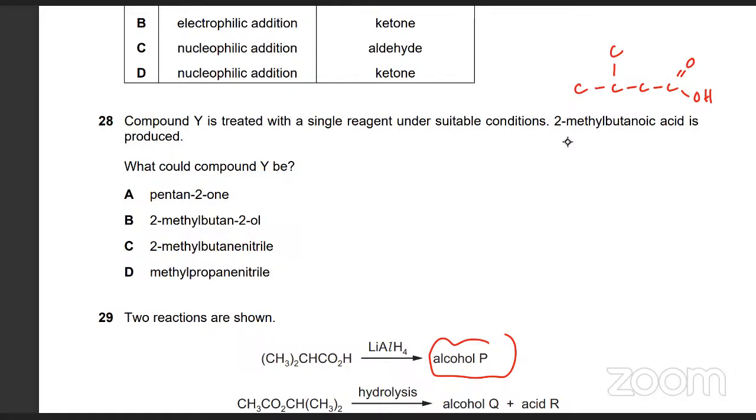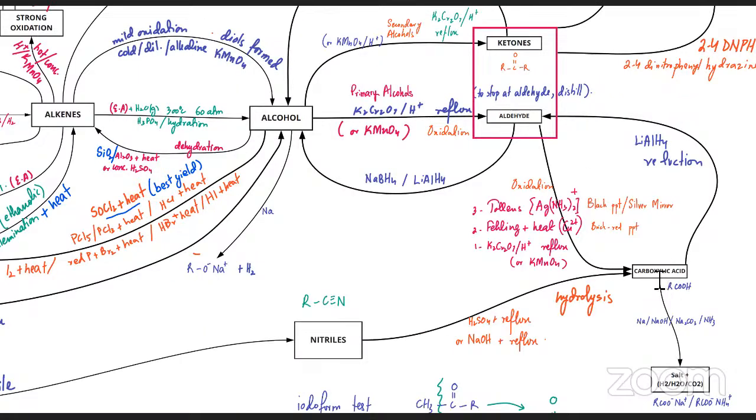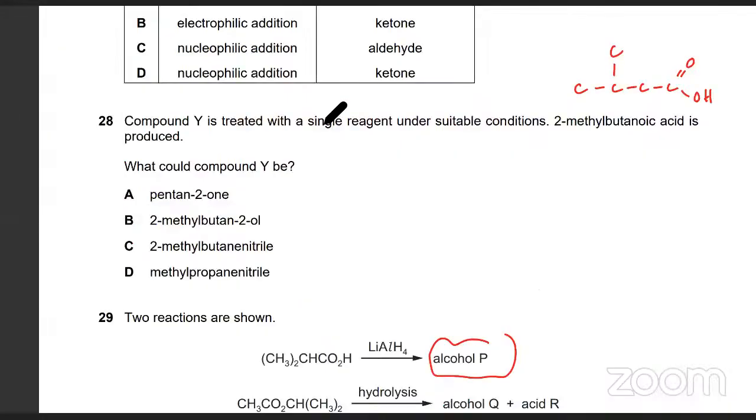So which molecule produces carboxylic acids? If you look at the chart again, carboxylic acids can be produced by oxidation of a primary alcohol or an aldehyde. So primary alcohol will get oxidized to an aldehyde, it will get oxidized to a carboxylic acid. So it's either a primary alcohol or an aldehyde that will turn into a carboxylic acid, or it could be a nitrile. A nitrile can be hydrolyzed and it will turn into a carboxylic acid as well. So either of the two. A ketone is not an option because it doesn't get oxidized.